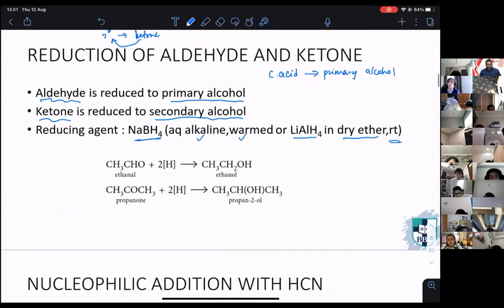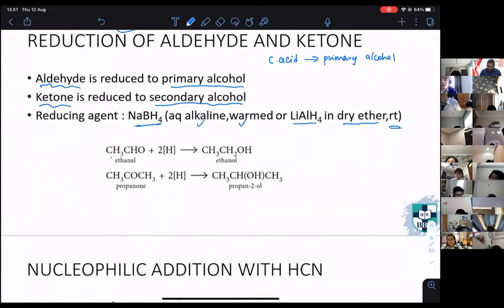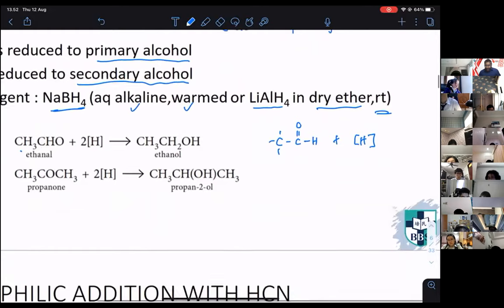Very simple also. If I have ethanal, for example, I show you CH3, C double bond O, H. Similar to just now, if you oxidize, you put O. Now I'm going to put hydrogen. First, you break the double bond, you put a hydrogen here, and you put a hydrogen there. After you break, each carbon must have four bonds, so you put another hydrogen over there. And it becomes alcohol. So you can see ethanol is being formed. How many hydrogen did I use? I use two. That's the reason why it is two.